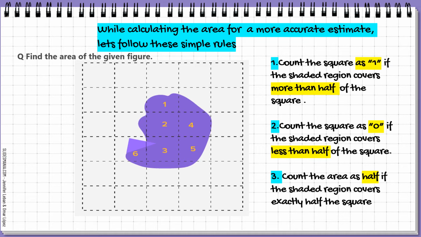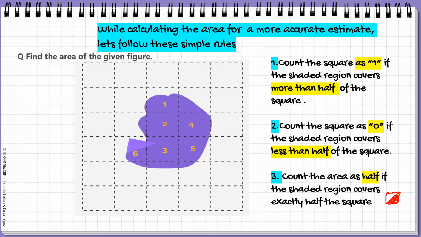So for example, you have a square and the shaded region is exactly half, like this. So we will count this as half. When you get exactly half, we can count it as half. Otherwise, it will be either 0 or 1. So with this, we begin counting the area.